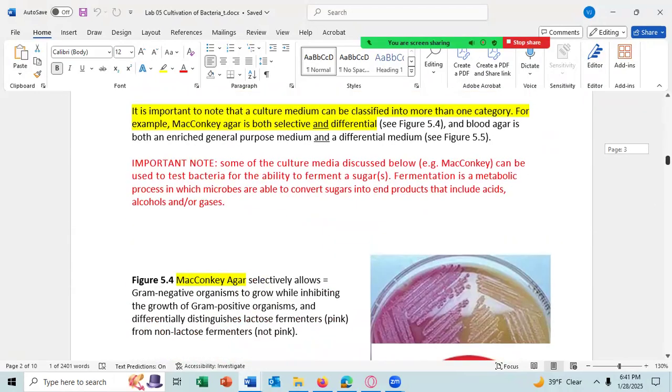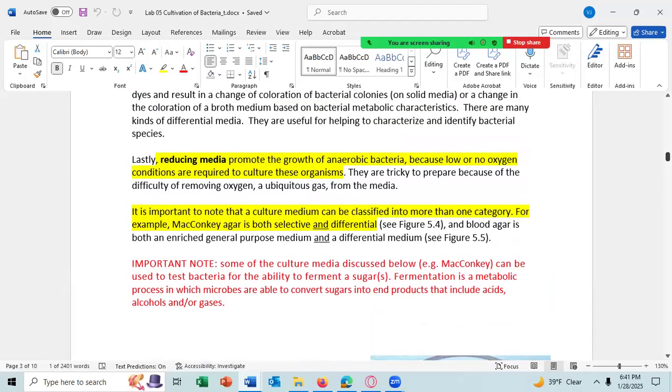And then lastly, the last media we're going to talk about, at least in this lab, is a reducing media. This media has chemicals in it to promote the growth of anaerobic bacteria because low or no oxygen conditions are required to culture these organisms. Usually a reducing media has a chemical that combines with oxygen, removing oxygen from the media. All right, any question about these different types of media?